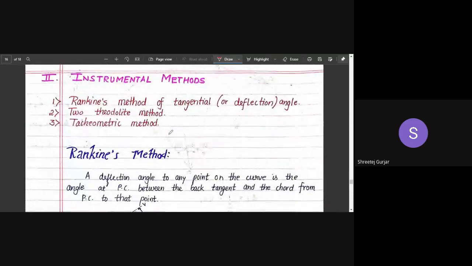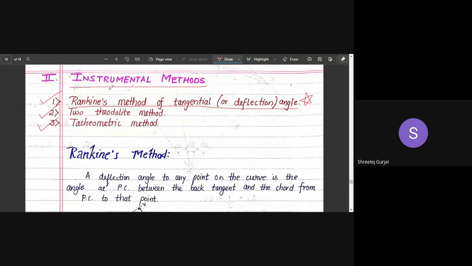The second thing we are dealing with is instrumental methods. Under instrumental methods, we have three types: Rankine's method, the two theodolite method, and the tachometric method. In your syllabus, we will study in detail only the first type, Rankine's method of tangential angles or deflection angles.